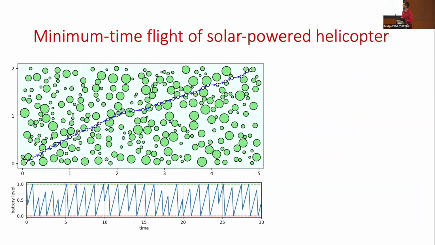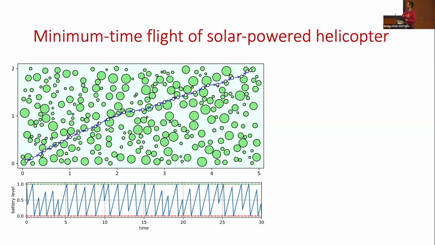Let me just give you a few examples and then a quick tour of GCSOPT. As an example, let me just walk you through this cool-looking trajectory optimization problem. Here we have an archipelago with many islands in green, and we have a drone or a helicopter that is powered by solar energy and needs to fly from the island in the bottom left to the island in the top right. At the top, you have the optimal trajectory of the drone. At the bottom, you have the energy, the battery level, as a function of time.